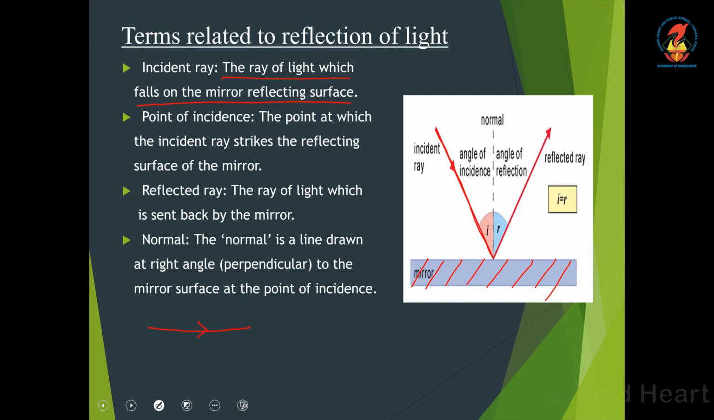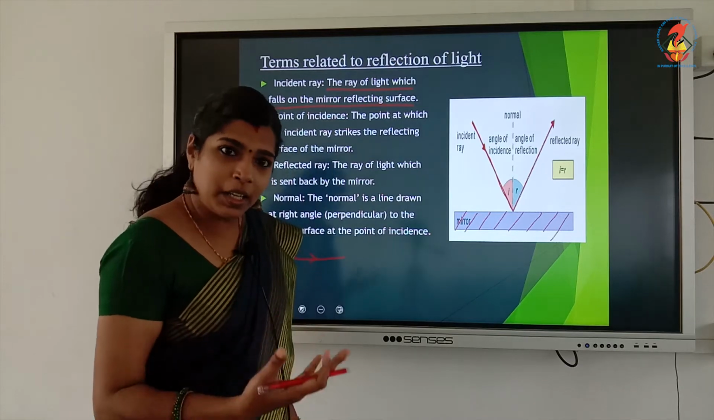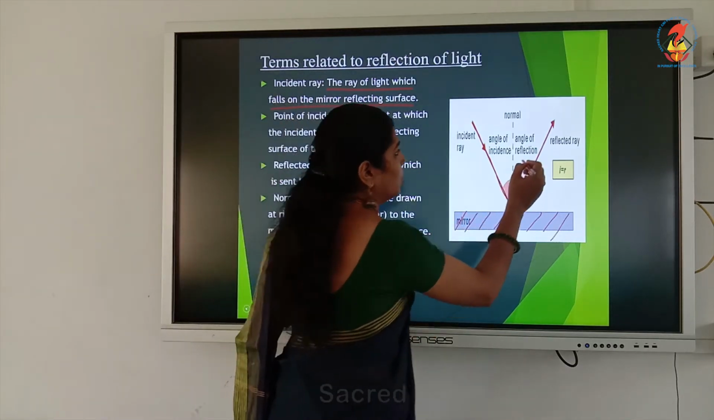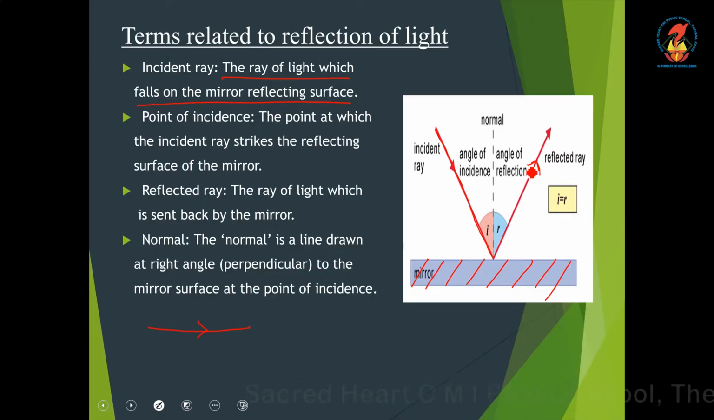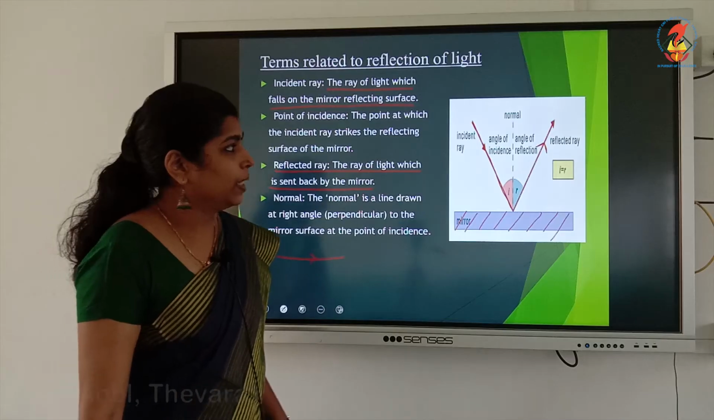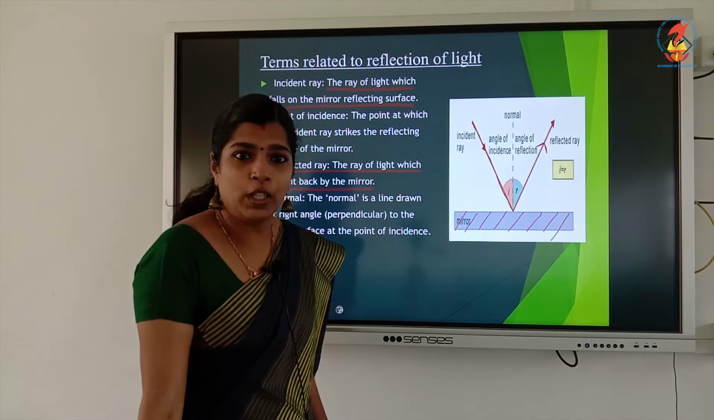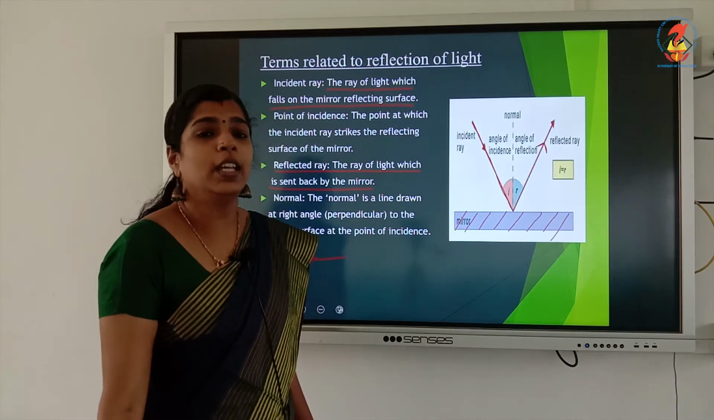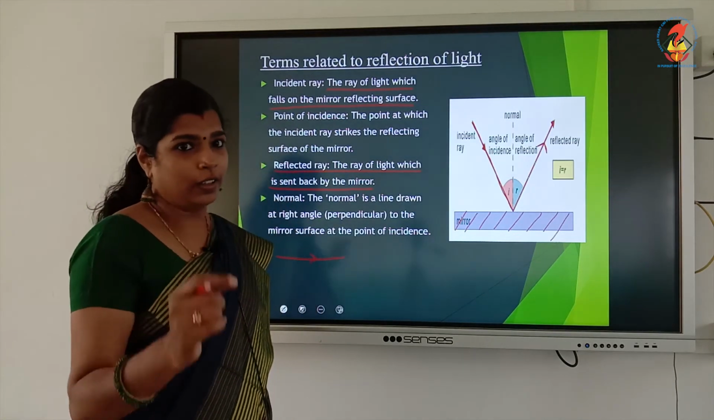Now, what will happen when light is incident on this mirror? It will be reflected back. So, this one is a reflected ray. The reflected ray is the ray of light which is sent back by the mirror. The mirror will send back the light ray which falls on it. That is known as the reflected ray.